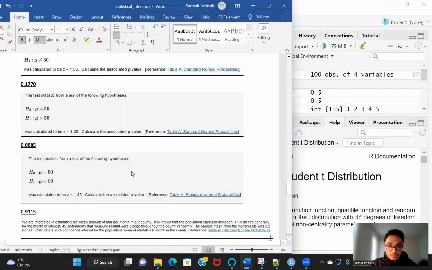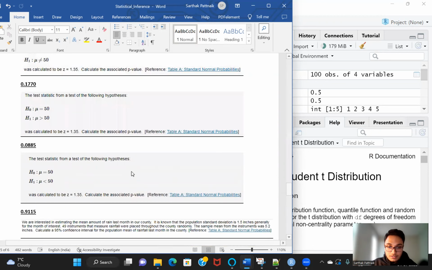The next question says, we are interested in estimating the mean amount of rain last month in our county. It is known that the population standard deviation is 1.5 inches generally for the month of interest. 49 instruments that measure rainfall were placed randomly throughout the county. The sample mean from the instruments was 5.2 inches. Calculate the 95% confidence interval for the population mean of the rainfall last month in the county.